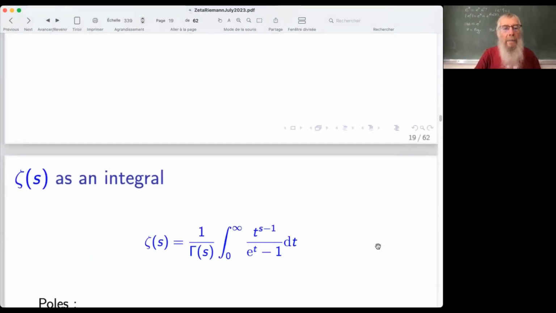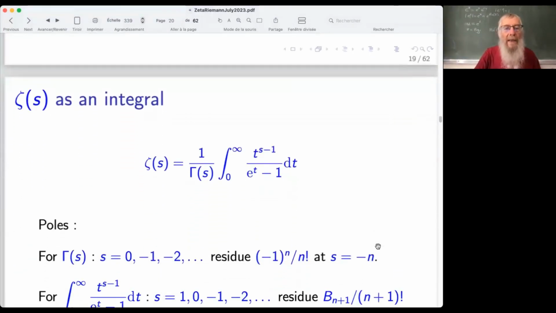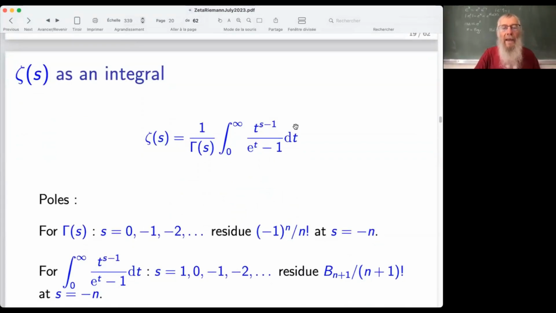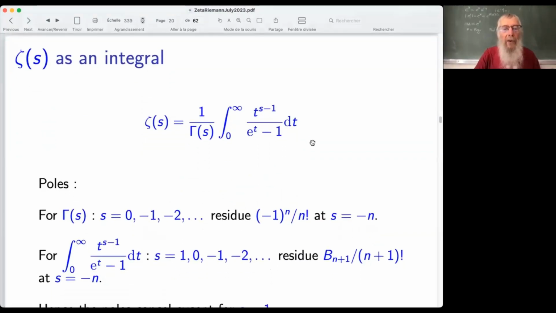I do not insist on this page. So we have seen that zeta of s was an integral. It is this integral which is here. For the poles of this function, we have the poles of gamma of s, and then we have the poles of the function which is here. For gamma of s, the poles are 0, -1, -2, and we have seen that the residue is -1 to the n over n factorial for s equal -n.